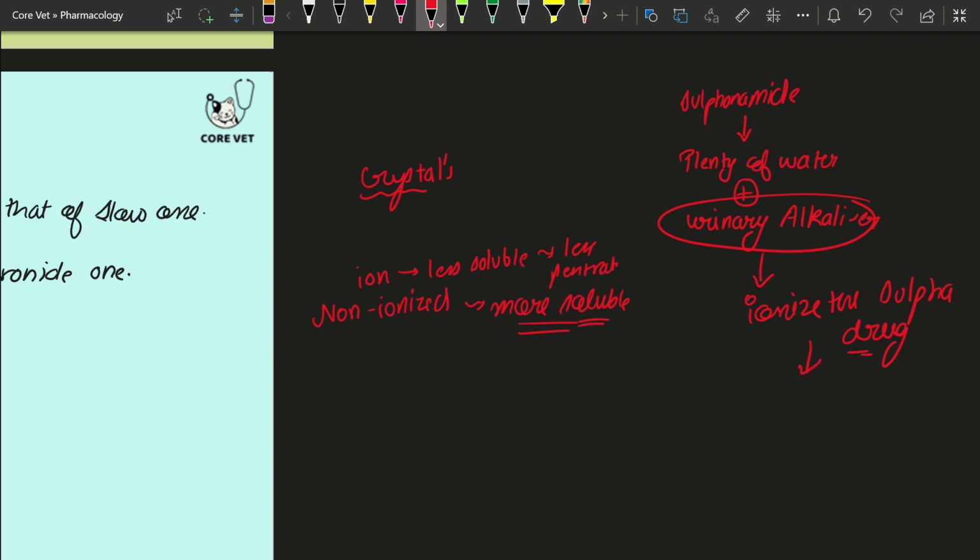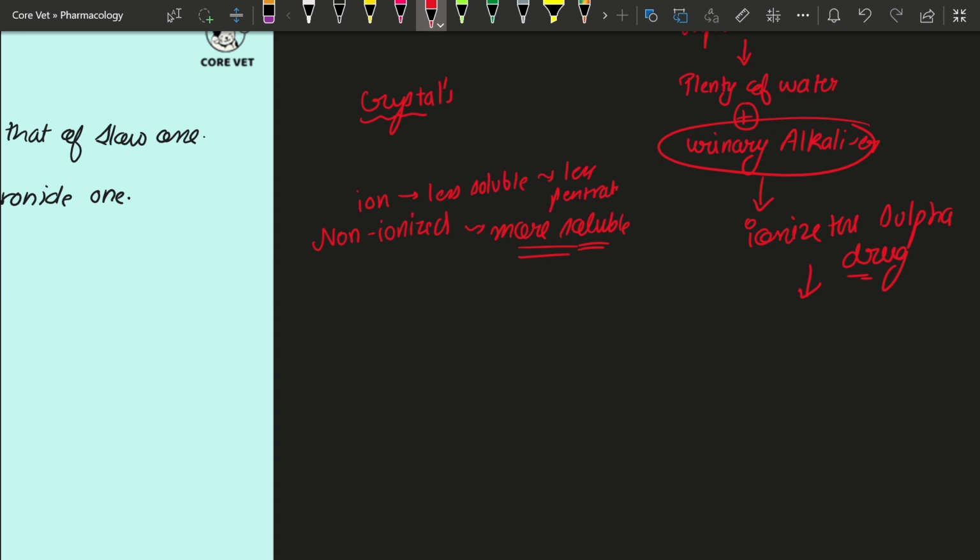If the sulfur drug is ionized, it won't be penetrating back from the urinary tubule, and it will be able to show its action towards the UTI infections, right? Because we do not want the sulfur drug to be absorbed into the blood circulation. We want it to remain in the urinary tubule so that the action towards the UTI infection could be pronounced. That's why we prescribe a urinary alkalizer along with the sulfur drug, right?